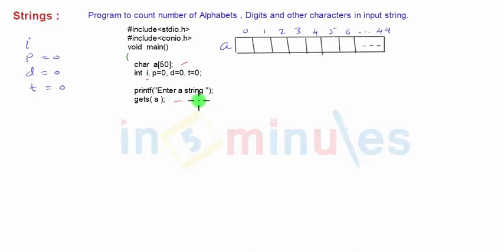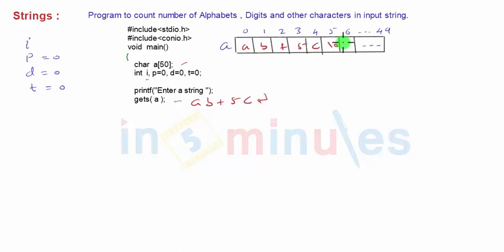Take an example, the input string was A, B, plus, 5, C. As we press enter, this will be accepted into the array and at the end a null character will be stored automatically. Now how to move through the string?